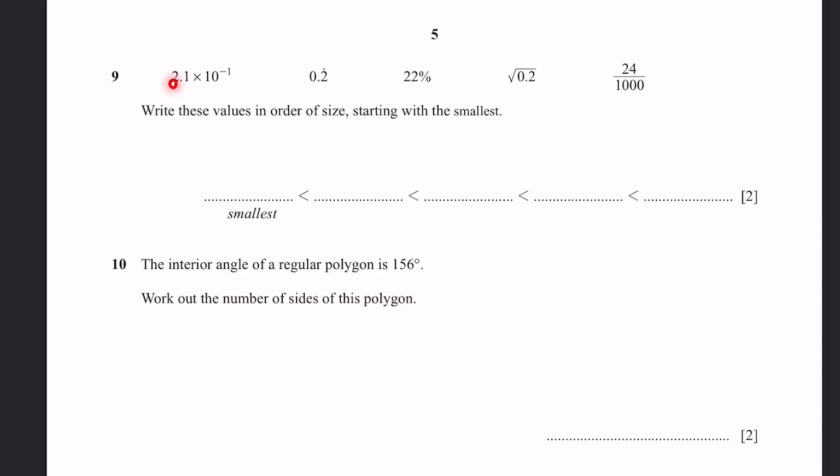Question 9. 2.1 times 10 to the power minus 1, 0.2 with a dot on top of it, which indicates recurring, 22%, root 0.2, 24 by 1000. Write these values in order of size, starting with the smallest. 2.1 times 10 to the power minus 1 is 0.21. 0.2 with the dot will be 0.2222, and it goes on. 22% is 0.22.